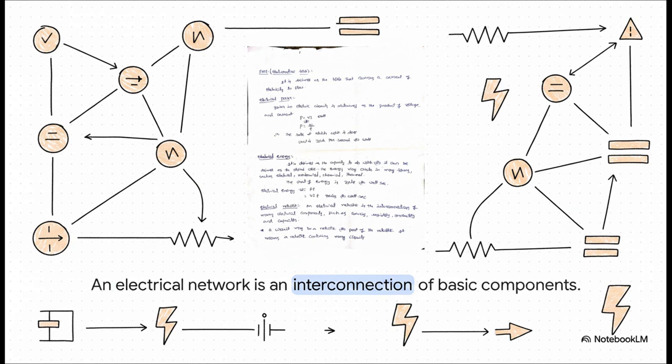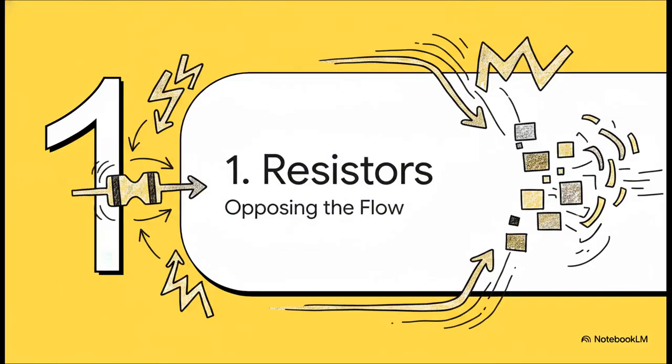Any complex electrical network, no matter how massive or confusing it looks on a schematic, is fundamentally just a combination of basic components working together. An electrical network is perfectly defined as the interconnection of basic components like sources, resistors, inductors, and capacitors. It's a remarkably simple, elegant building block system. Let's start our gentle journey with number 1, resistors, opposing the flow.